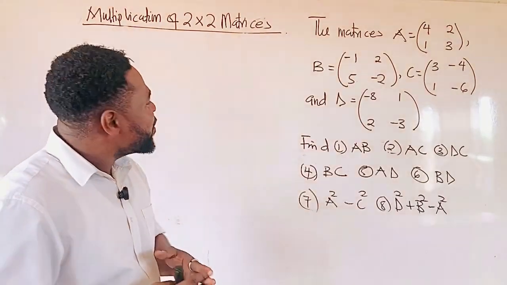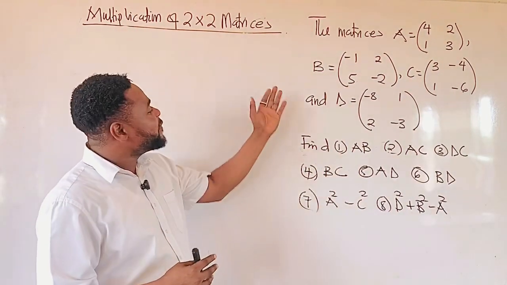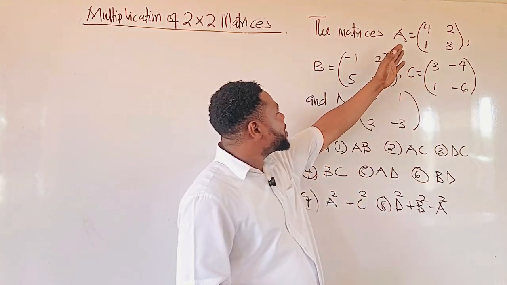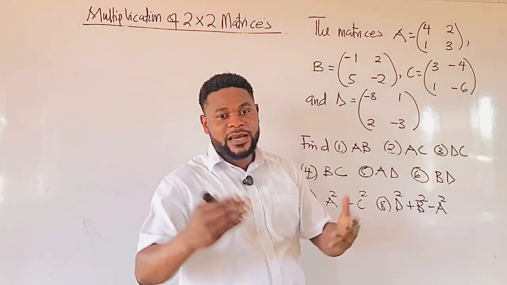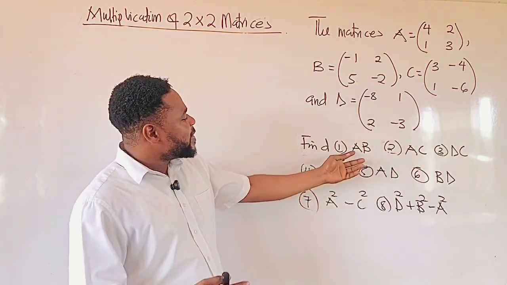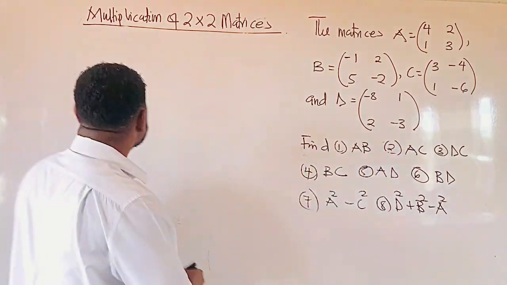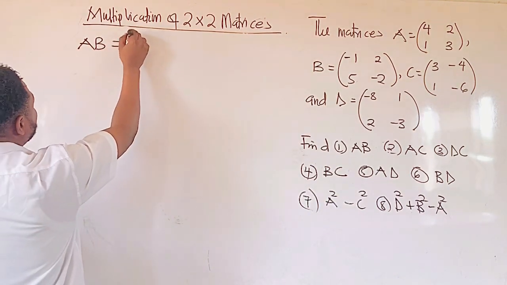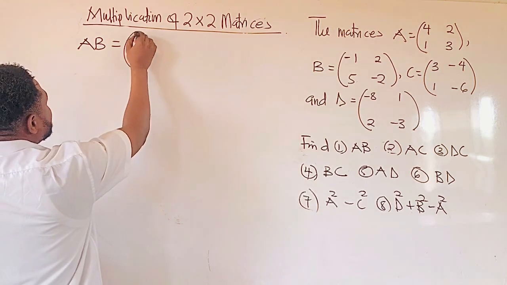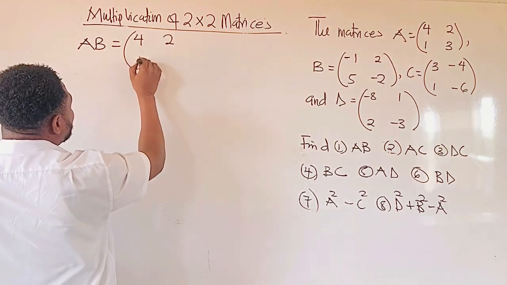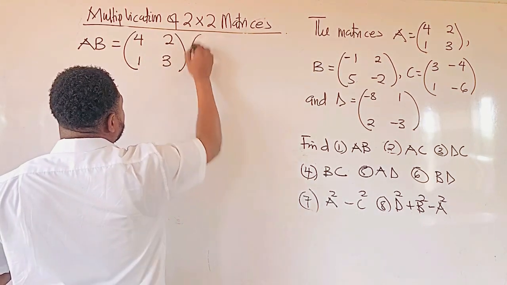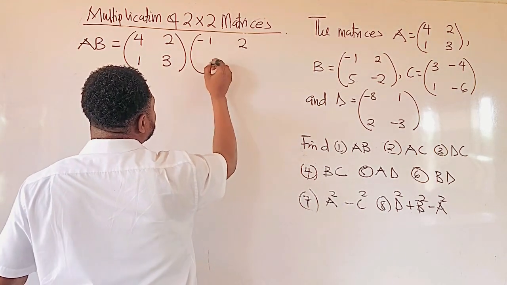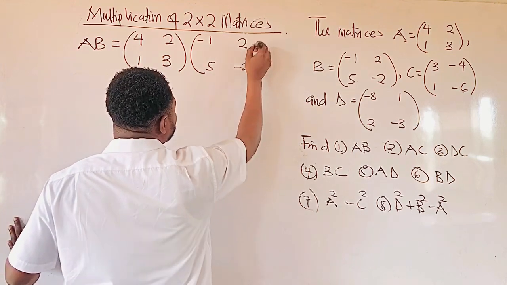Hi viewers, we want to look at how we can multiply the following 2 by 2 matrices on the board. From the question, we have matrices A, B, C, and D, and we have been asked to find A multiplying B. So matrix A multiplying matrix B will be equal to matrix A, which is given as 4, 2, 1, 3, all right? And our matrix B is given as negative 1, 2, 5, negative 2.